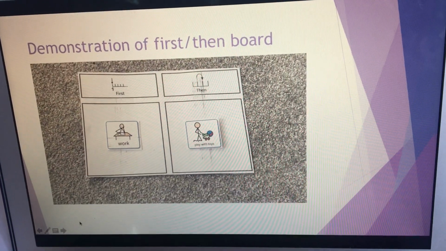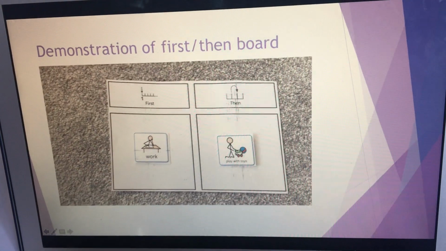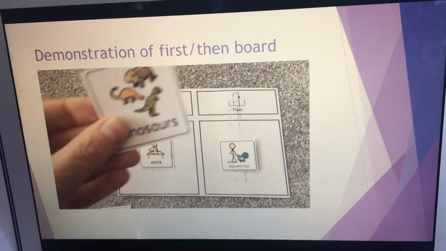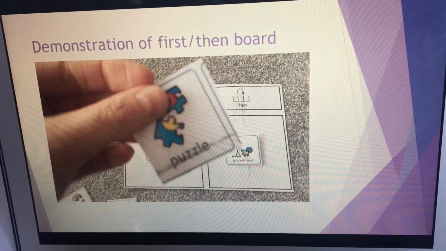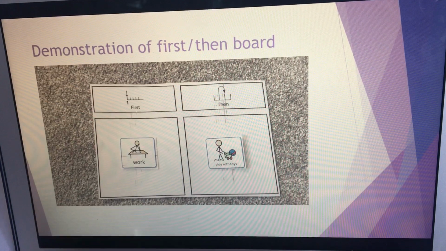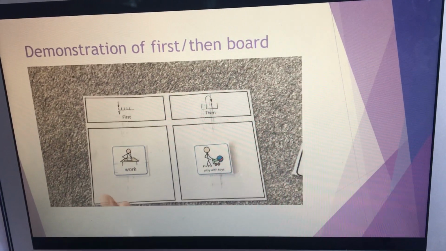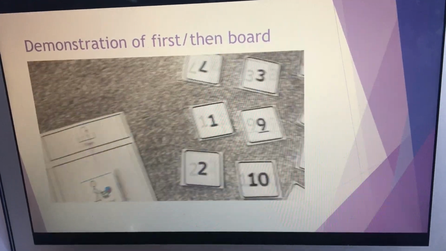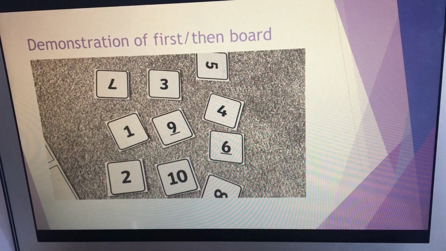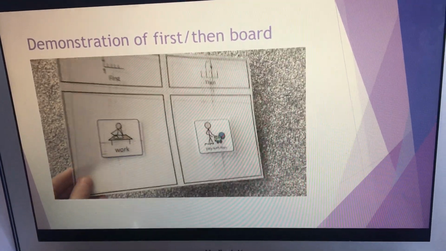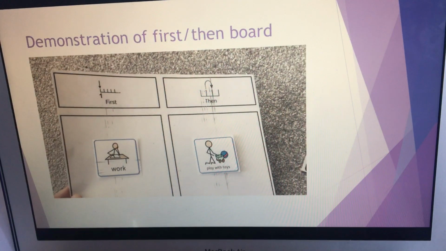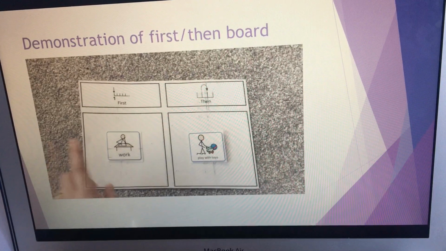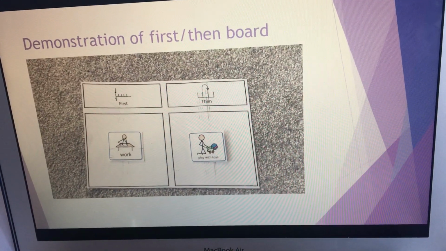Using a first and then board. So here's the first and then board, and in your packs you have a range of different cards which hopefully you'll find useful. To use a first and then board, make sure you have what you need ready. So for example, if you're going to do work, make sure the activity is ready for the child. Use the first and then board to encourage the child to move away from what they're doing. So simple language. So for example, first work, then play with toys.